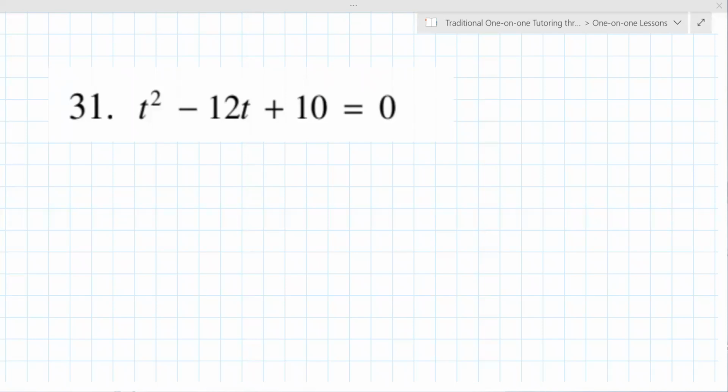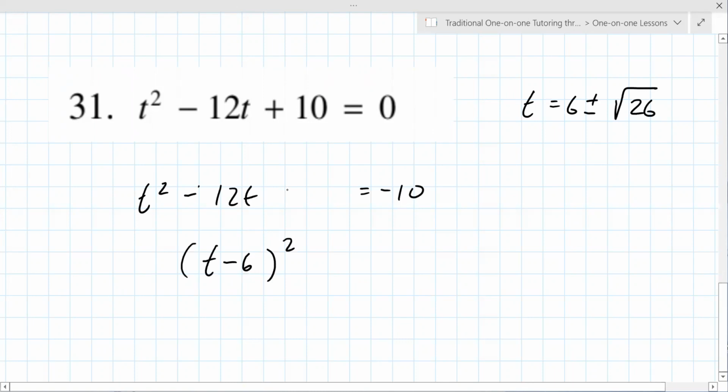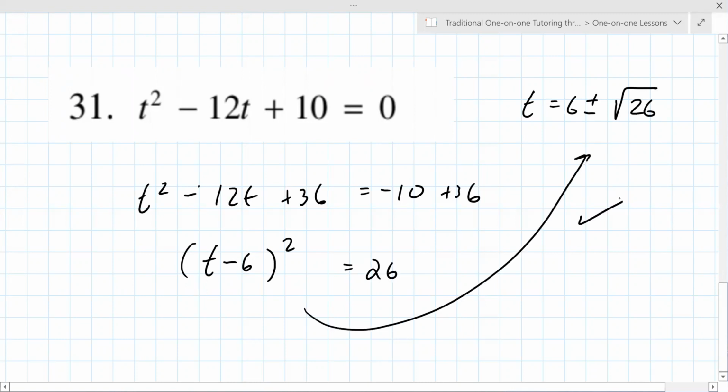Okay, I got t equals 6 plus or minus square root of 26. That looks right. Let me just write this down here. t squared minus 12t equals negative 10. So you get t minus 6 squared plus 36 equals 26. Yeah, that's awesome.